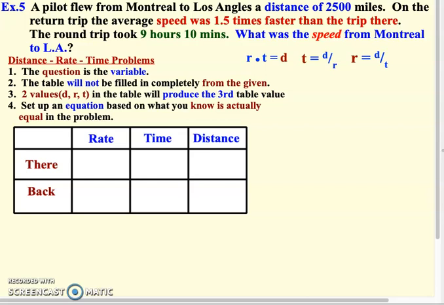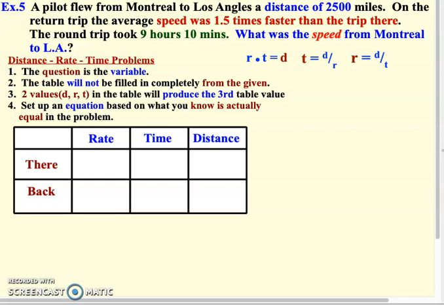So a pretty classic problem here, distance rate time. Pilot flew from Montreal to LA, which is a distance of 2,500 miles. On the return trip, the average speed was 1.5 times faster than the trip there. The round trip took 9 hours and 10 minutes. What is the speed from Montreal to LA? So right away, the question is the variable. As soon as I read what is the speed, I'm going to my table, speed is rate.